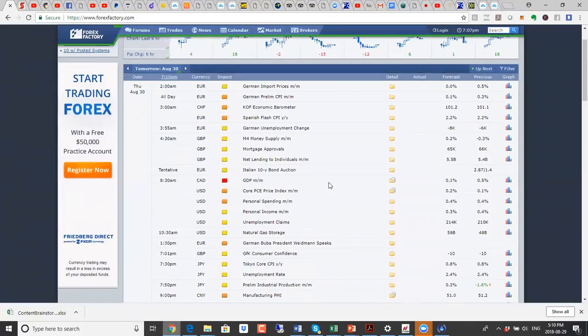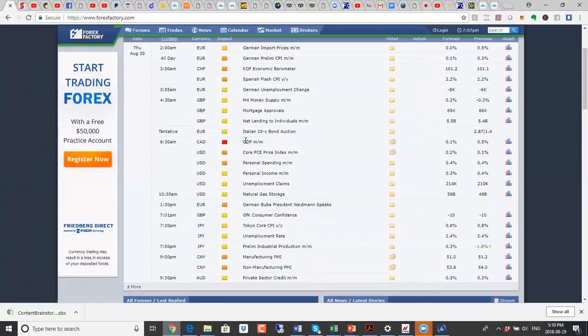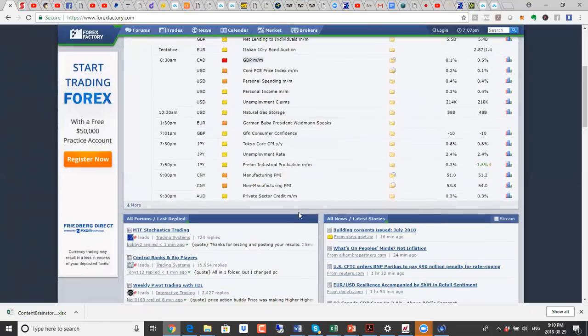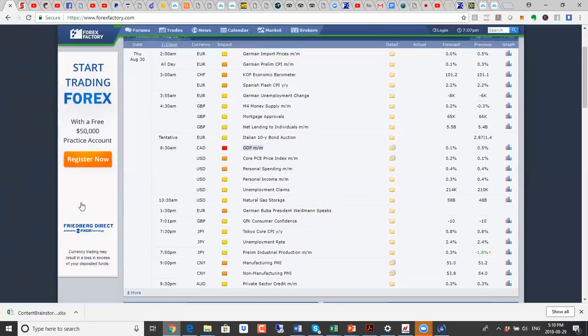Tomorrow here on Thursday, not a ton of critical data. We do have GDP numbers for Canada. Again, with the NAFTA negotiations going on currently, GDP numbers or these numbers out of Canada become important. So make sure we pay attention to these. Other than that, no other red news for tomorrow. And let's go on to our charts now.